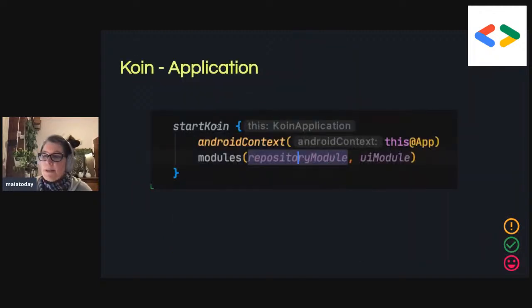So this is the little piece of code that goes inside the application. You just go start Koin. There you can see it's an Android context you can add. And then the modules method here like this, you just pass it module objects, and inside the module objects, it explains how the objects are created.